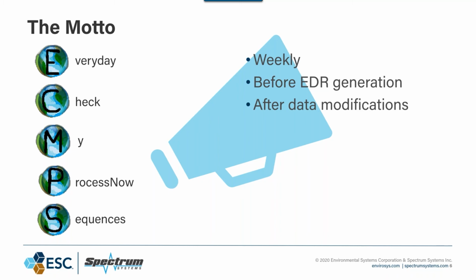We would say, at a minimum, make sure weekly that it's passing. That way, if you have to go back, you have a small window in which you can try to remember exactly what the cause of the situation was.